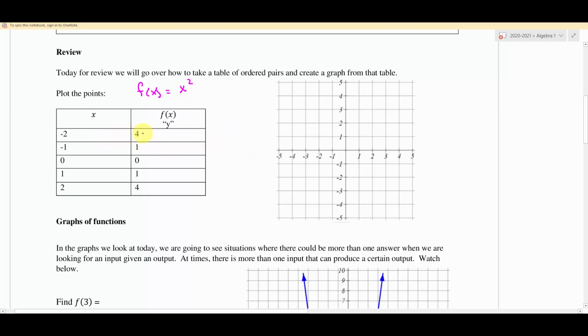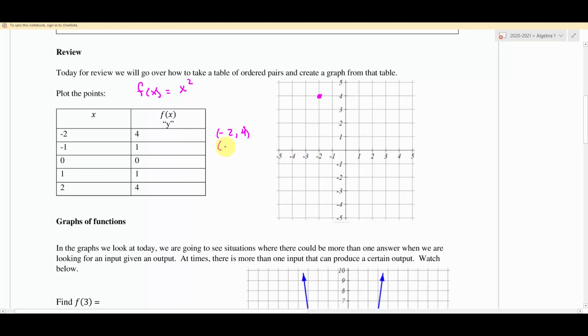So I'm going to start with this first one. So notice that the x value is -2 and the y value is 4. So as an ordered pair, this would be -2 comma 4. Right? So I can come over here and I can go left 2, right, to where -2 is on the x-axis, and then up to 4, which is located right here. So I'm going to plot that point.